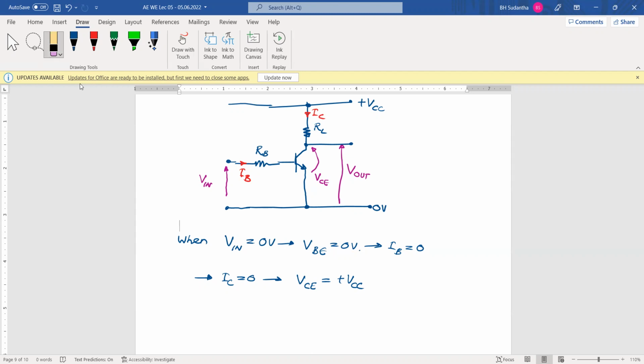Is it okay with you? When Vin is 0 volts, and here we have applied 0 volts, then no voltage. Because of that, this junction has not received any voltage, so this junction is not turned on. Then there is no forward current. Forward current means IB current is 0. If IB current is 0, the collector current IC is not flowing through the transistor in the external path. When IC is 0, there is no current flow across this resistor. There is no current flow, and this side voltage will come to the collector point. Because of that, VCE is VCC.